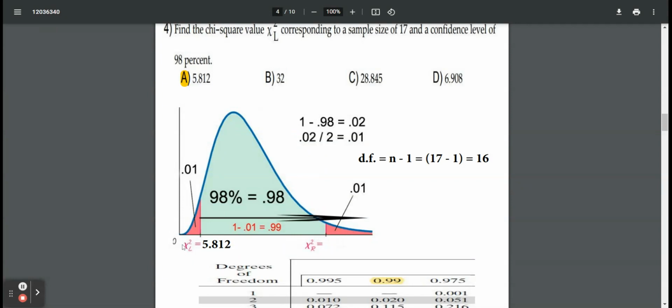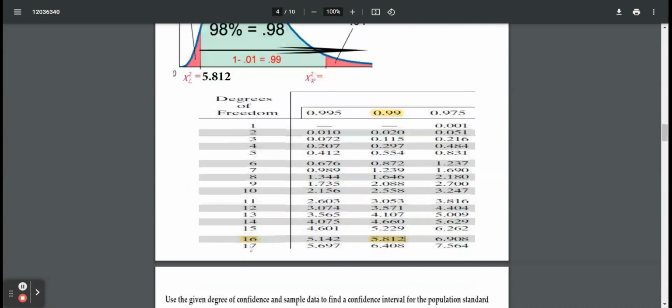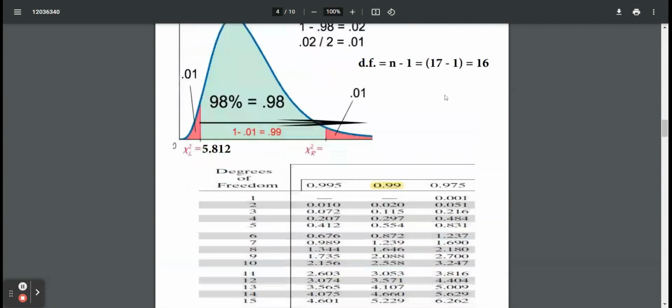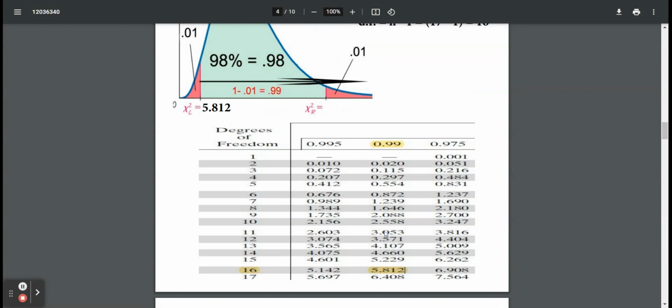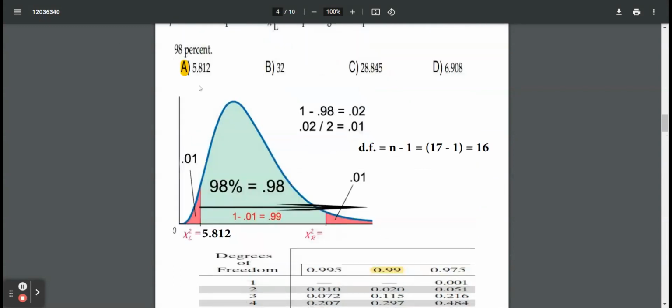Now, if you're looking for chi-squared left, it's a right-handed table. So the area from this point all the way to the end is one whole, minus this little smidgen of 0.01, so from here all the way to the very end is 1 minus 0.01, or 0.99. If I match up 16 degrees of freedom, because my n value was 17, one less than that is 16, with 0.99, I'm reading my chi-squared left value of 5.812. And these match up perfectly. There's no discrepancy at all.